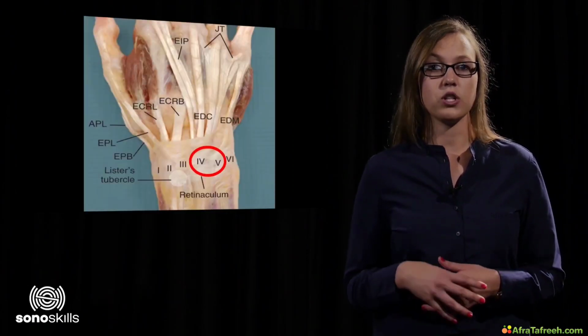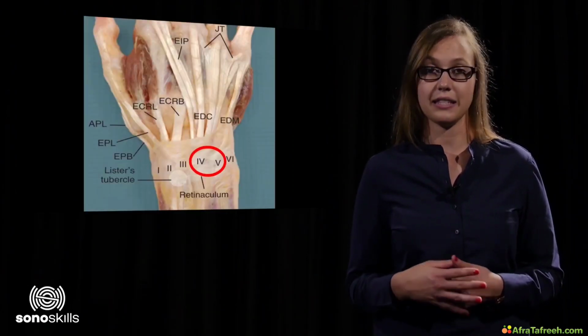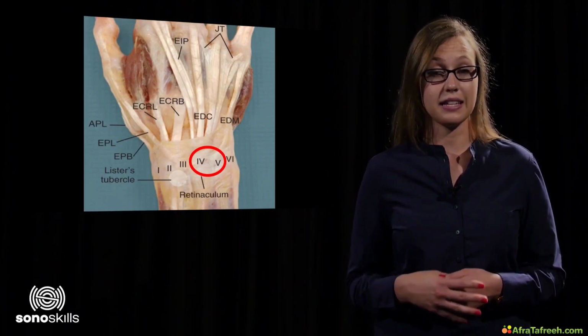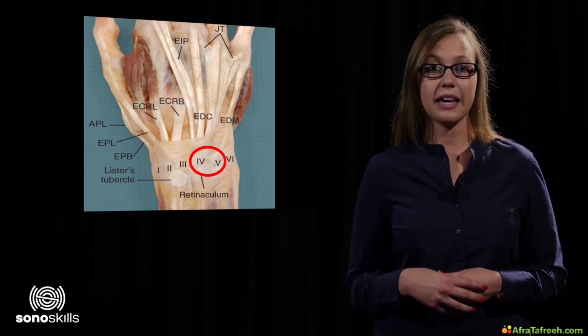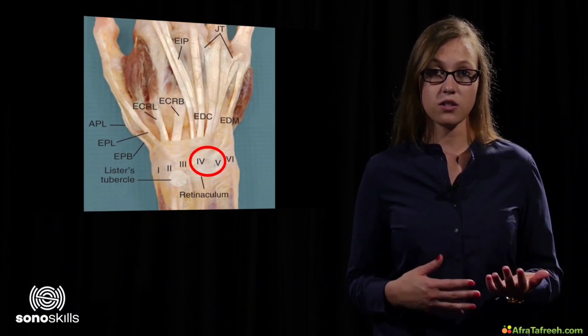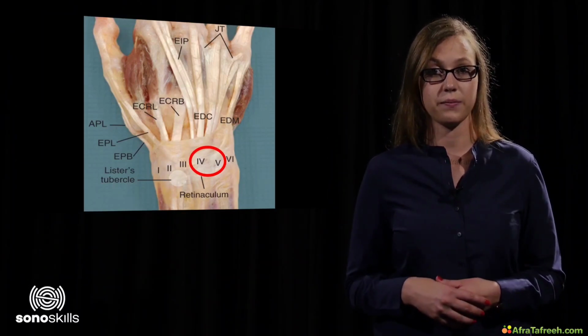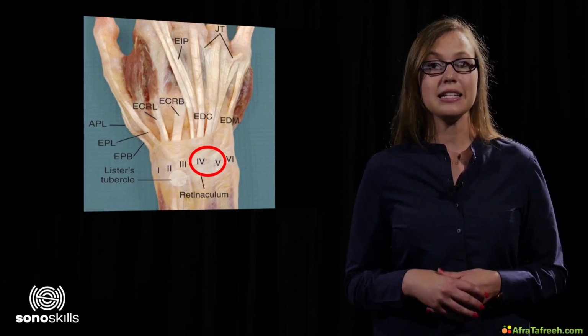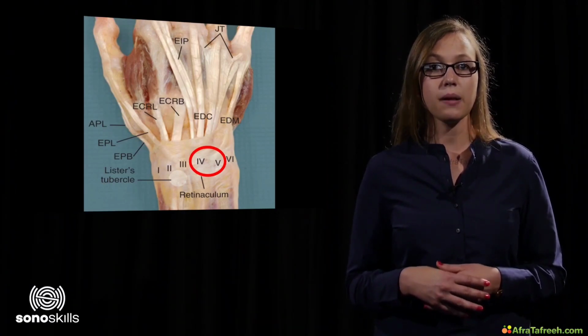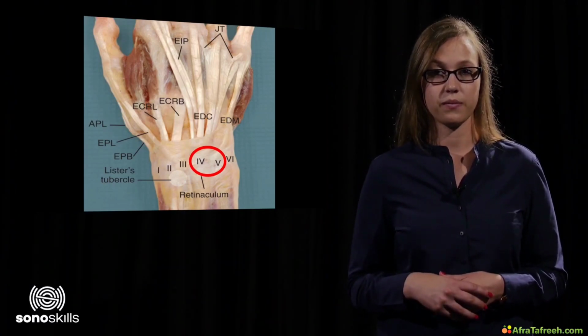Compartment 4, which contains the ED, or the extensor digitorum, and the extensor indicis, can be found in the middle of the wrist, again on the imaginary line between Lister's tubercle and the styloid process. When one does extension of the digits, the ED tendon dynamics can be palpated in compartment 4.